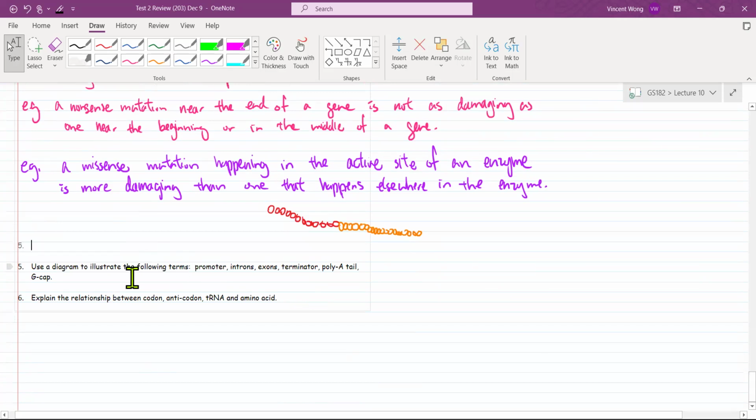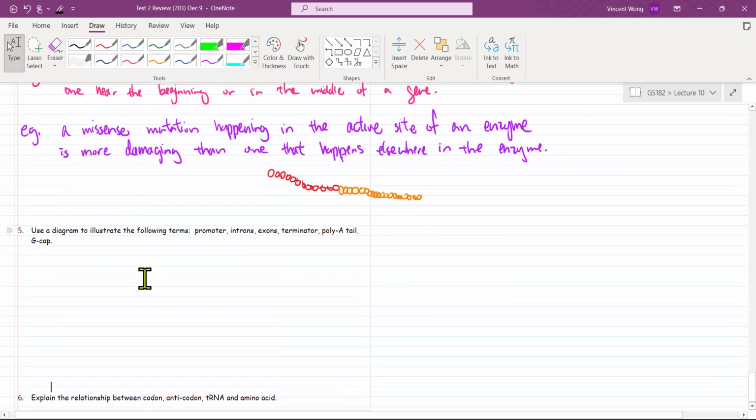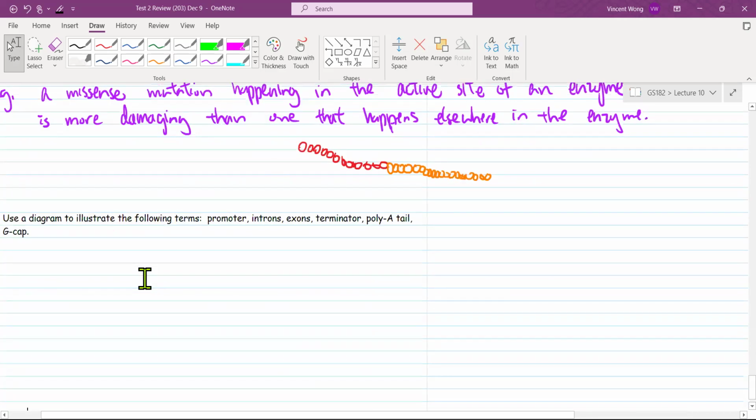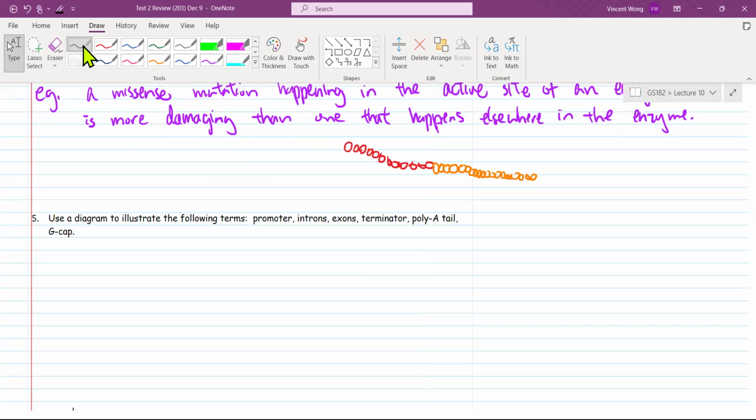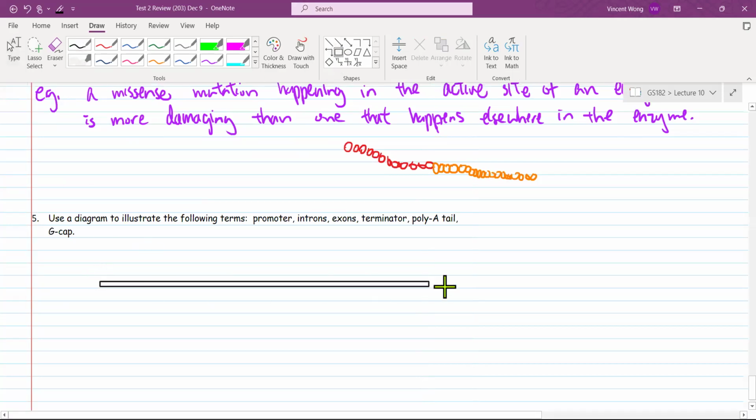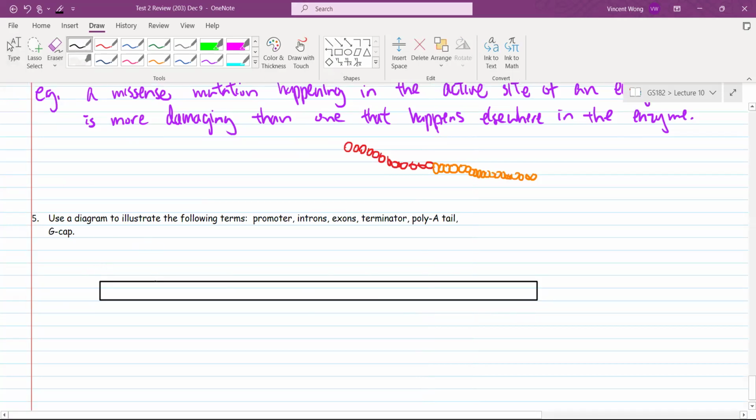All right, moving on. Use a diagram to illustrate the following terms. Let's move quickly. We still have a lot of things to do. If you have a gene, this here is the promoter, which is the beginning of a gene. This is the terminator, which is the end of a gene.